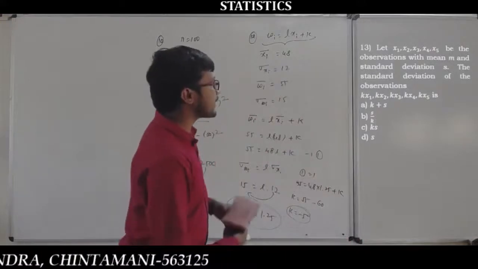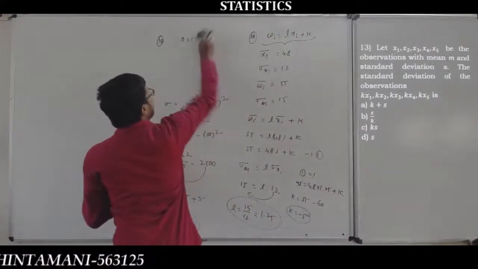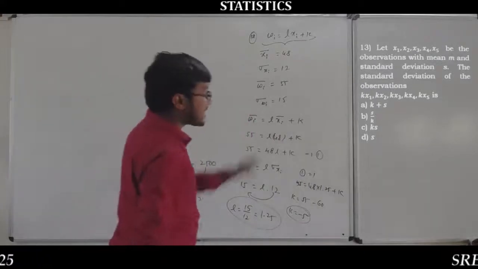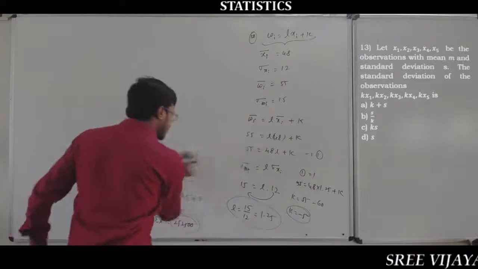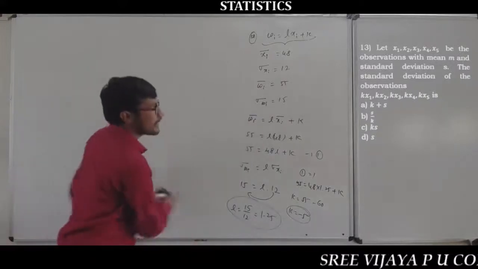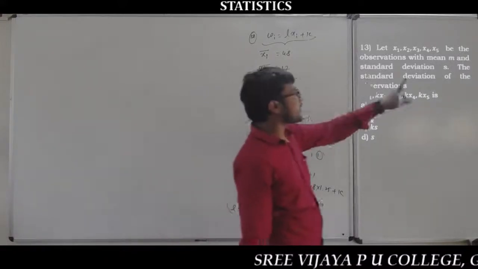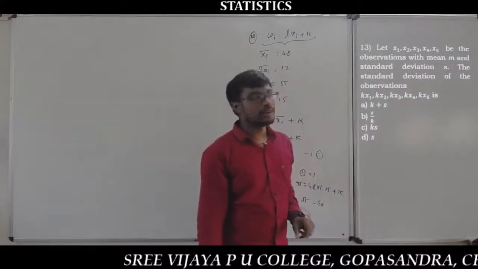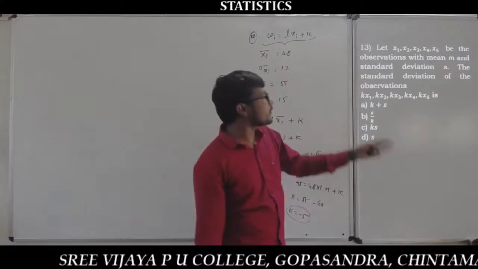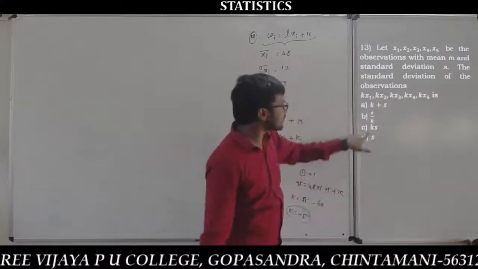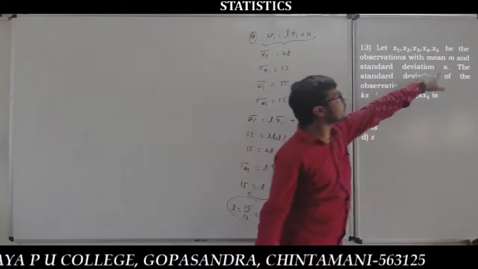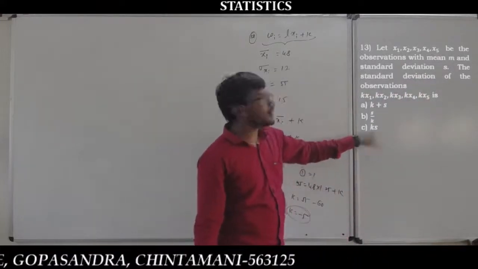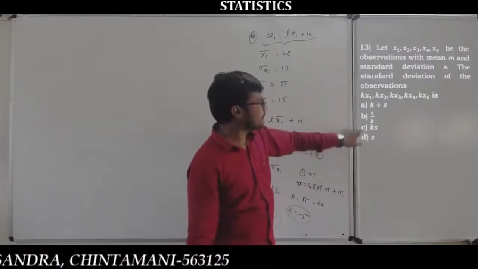Let x1, x2, x3, x4, x5 be the observations with mean m and standard deviation s. What is the standard deviation of the observations kx1, kx2, kx3, kx4, kx5? For these observations you are multiplying by a fixed number, right? So that fixed number can be multiplied to the standard deviation. Then the standard deviation for the given observations is k times s. So obviously option C.